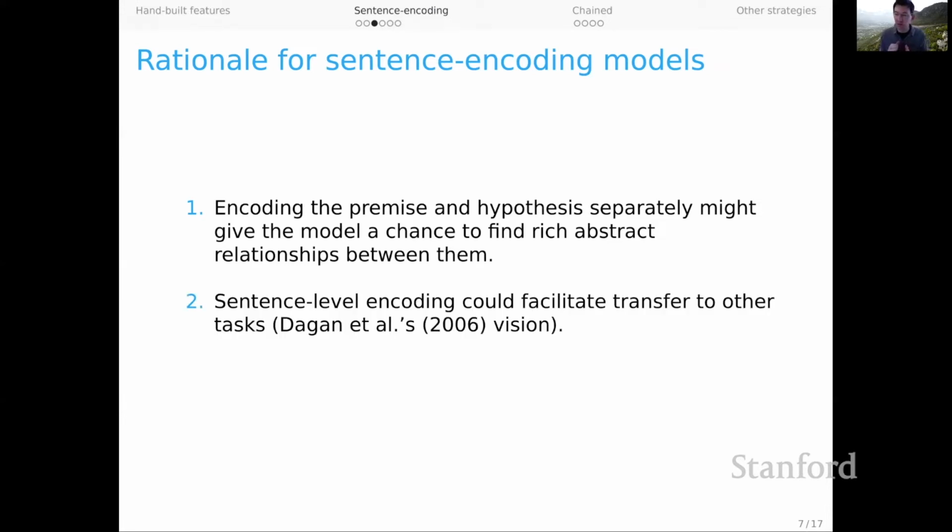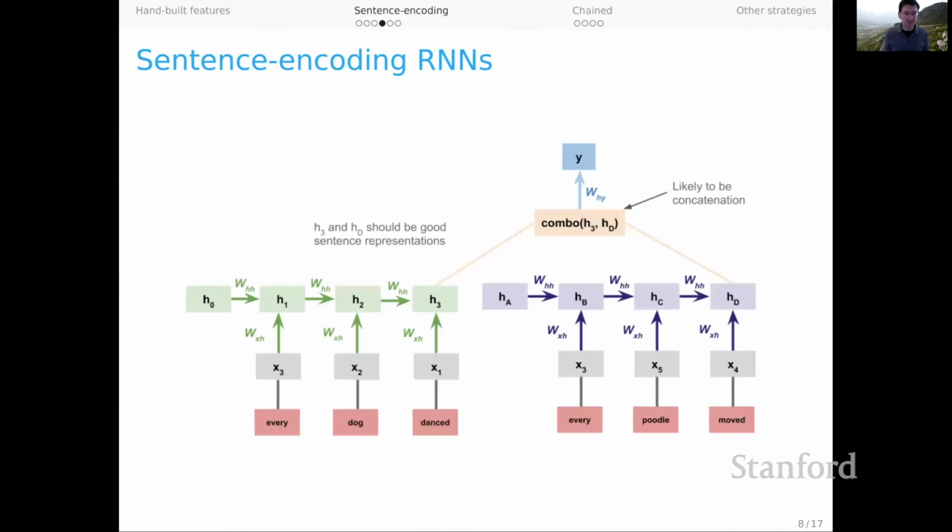The sentence encoding approach might also facilitate transfer to other kinds of tasks, right? To the extent that we are separately encoding the two sentences, we might have sentence level representations that are useful even for problems that don't fit into the specific NLI mode of having a single premise and a single hypothesis for the sake of classification. And that could be an important part of that vision from Dagan et al. That NLI is a kind of source of effective pre-training for more general problems.